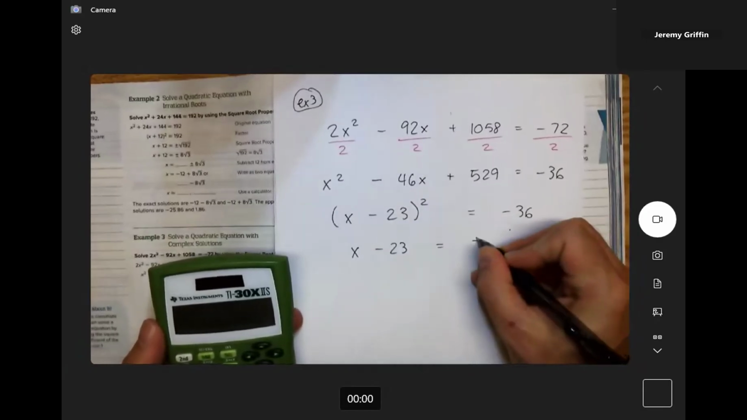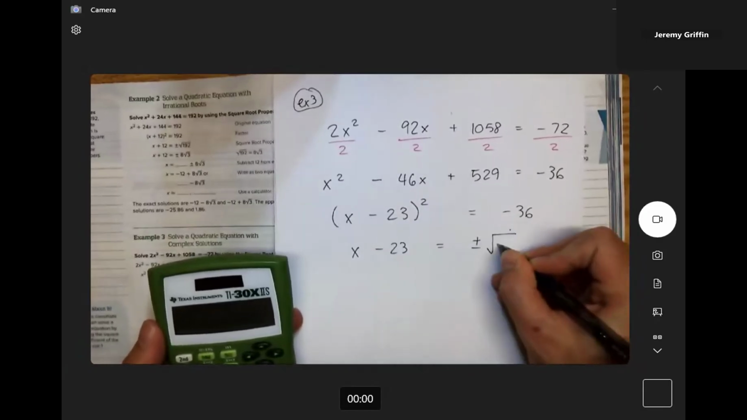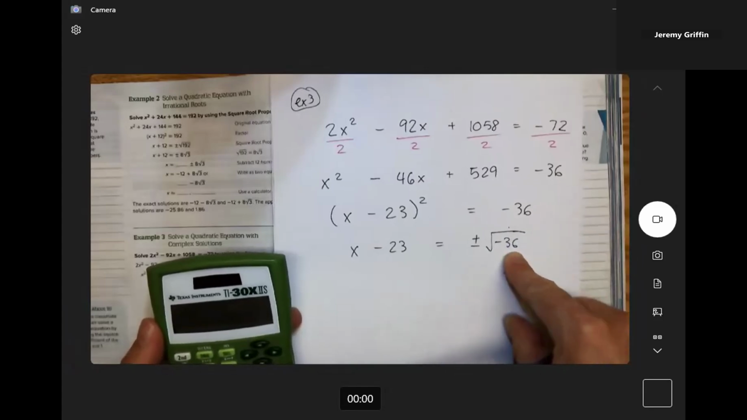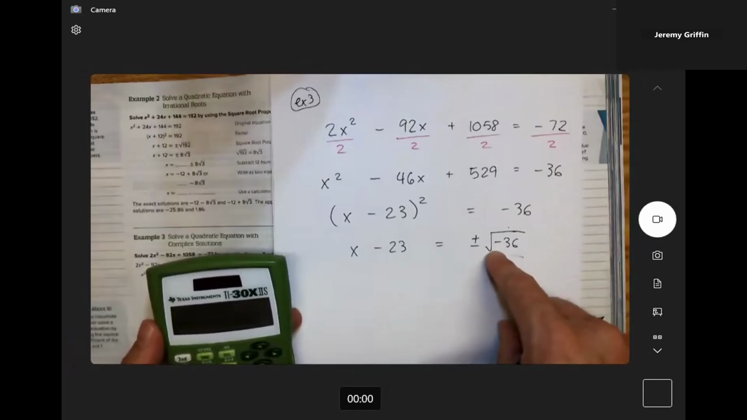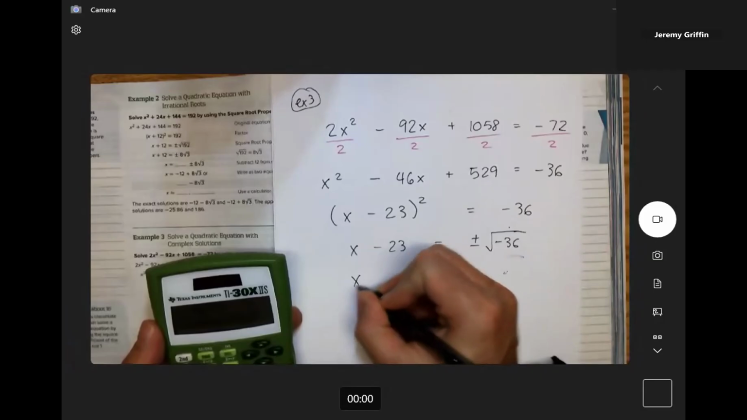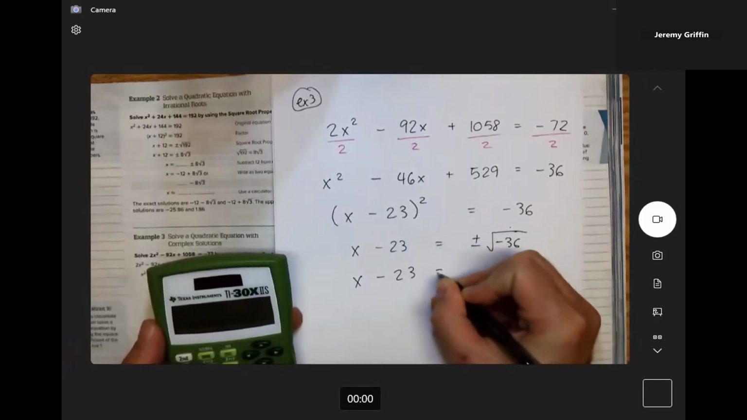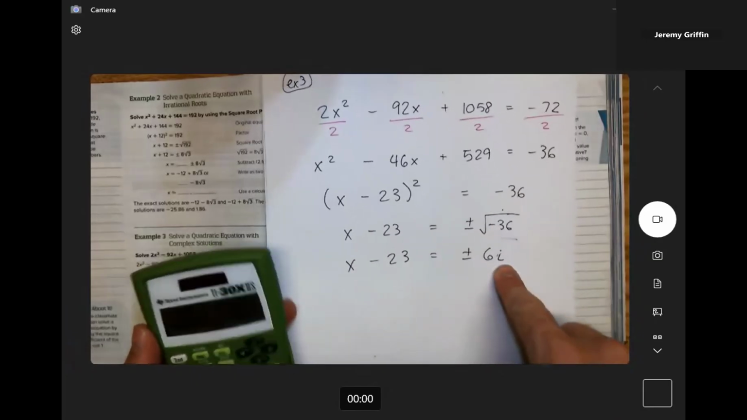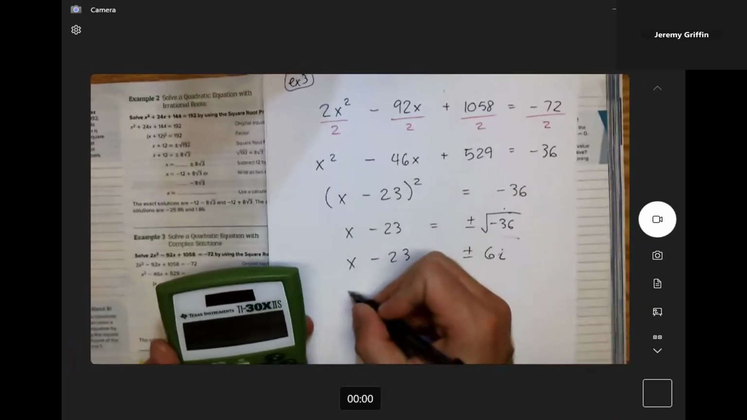on both sides: plus or minus the root of negative 36. But here's where, I know what the root of 36 is. That would be 6, plus minus 6. But there's also an i because of this negative right here. So x minus 23 equals plus or minus 6i. It's the same thing. And now we got an i. Head over 23 and we got the answer.